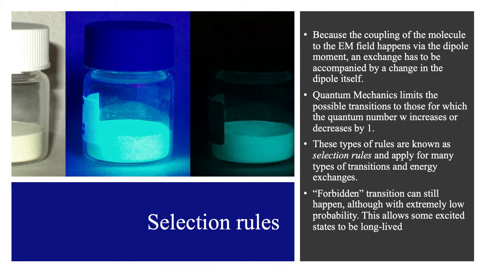So by this rule, there are some transitions between energy states that are allowed, and some that are forbidden. A forbidden transition is kind of a misnomer in the sense that they're not really forbidden. Nothing is forbidden in quantum mechanics. They're just extremely rare, extremely unlikely.